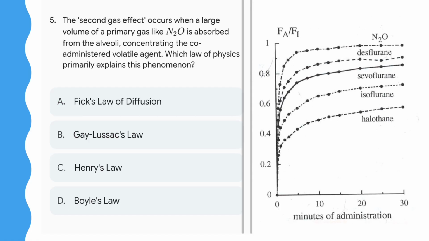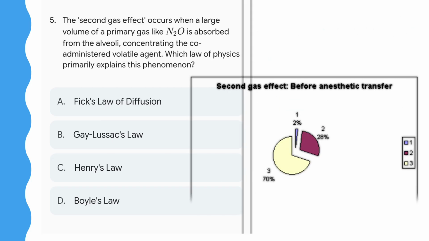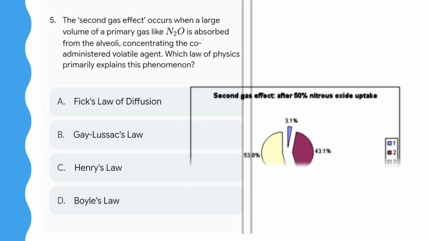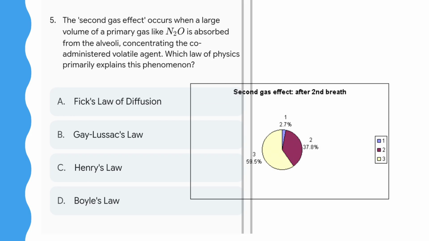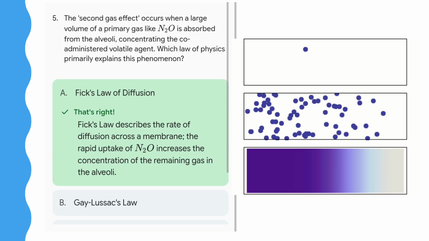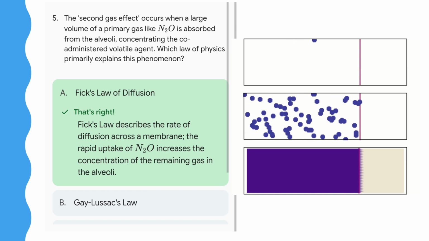The second gas effect occurs when a large volume of primary gas like nitrous oxide is absorbed from the alveoli, concentrating the co-administered volatile agent. Which law of physics primarily explains this phenomenon? Options are: option A, Fick's law of diffusion; option B, Gay-Lussac's law; option C, Henry's law; option D, Boyle's law. The answer is Fick's law of diffusion. Fick's law describes the rate of diffusion across a membrane. The rapid uptake of nitrous oxide increases the concentration of the remaining gas in the alveoli.